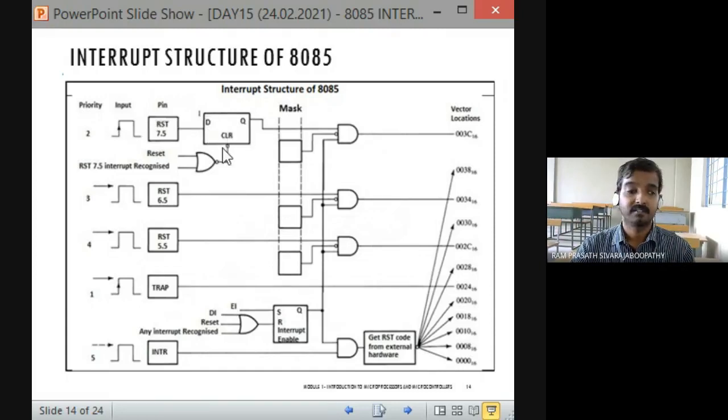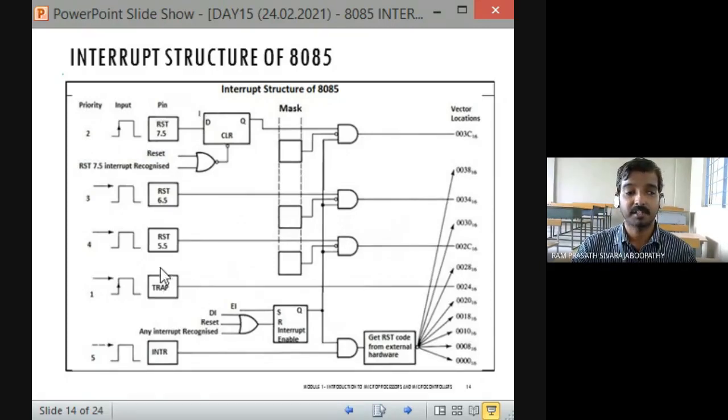Fine? Okay. Now coming to the trap. See where the trap is. Here. What about the sensitivity of the trap interrupt? You can see the picture and tell. What about the nature of the trap interrupt, whether it is edge sensitive or level sensitive? Both things are marked there. What does it mean? Both edge and level sensitive. Trap interrupt is both edge and level sensitive. Correct? Is it clear?